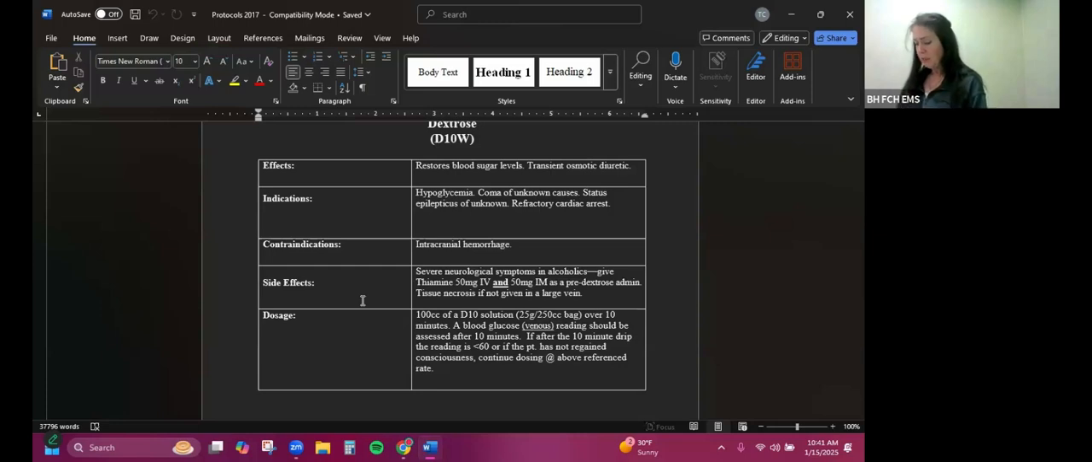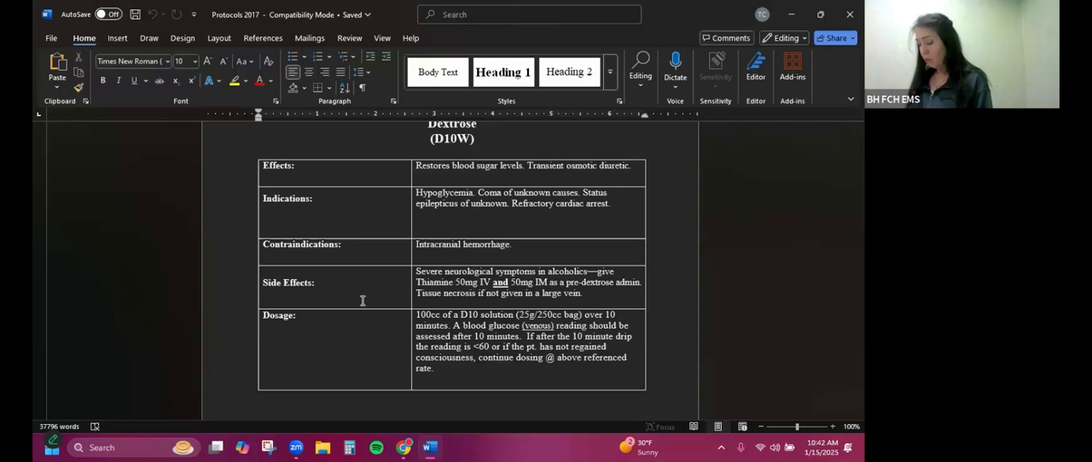The side effects can be severe neurological symptoms in alcoholics. You need to give them thiamine, 50 milligrams IV and 50 milligrams IM pre-dextrose administration. Tissue necrosis if not given in a large vein. So this is another thing they want you to go to the large vein with. Your dosage is 100 cc's of D10, 25 grams in a 250 cc bag over 10 minutes.